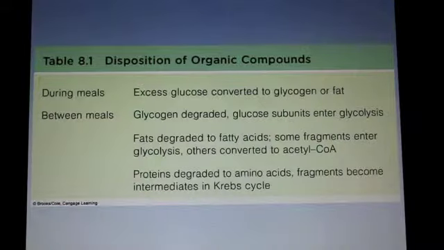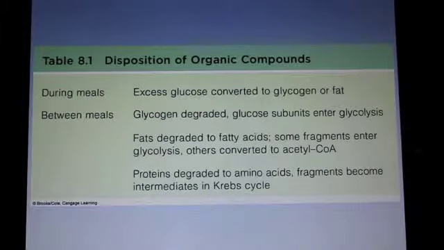So during meals, excess glucose is converted to glycogen or fat, and between meals, the glycogen gets degraded and the glucose subunits enter glycolysis. Then the fats are degraded to fatty acids once you're out of sugar. And then once you've burned all the fats, you start to burn the proteins. And all of this can go back into the Krebs cycle or acetyl-CoA, so this can all go into the pathway we talked about.